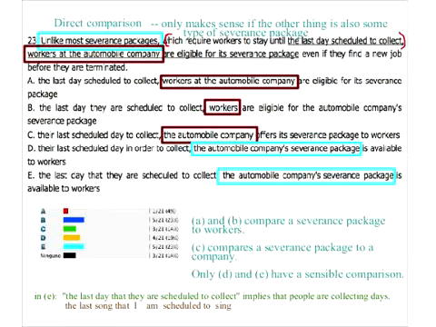Any questions about this problem, please type the questions in the text box. Otherwise, we will move on.